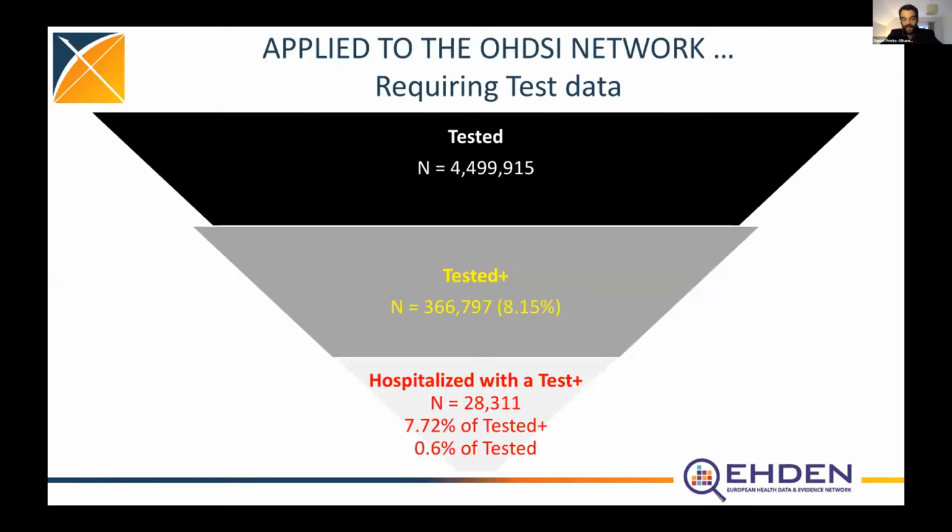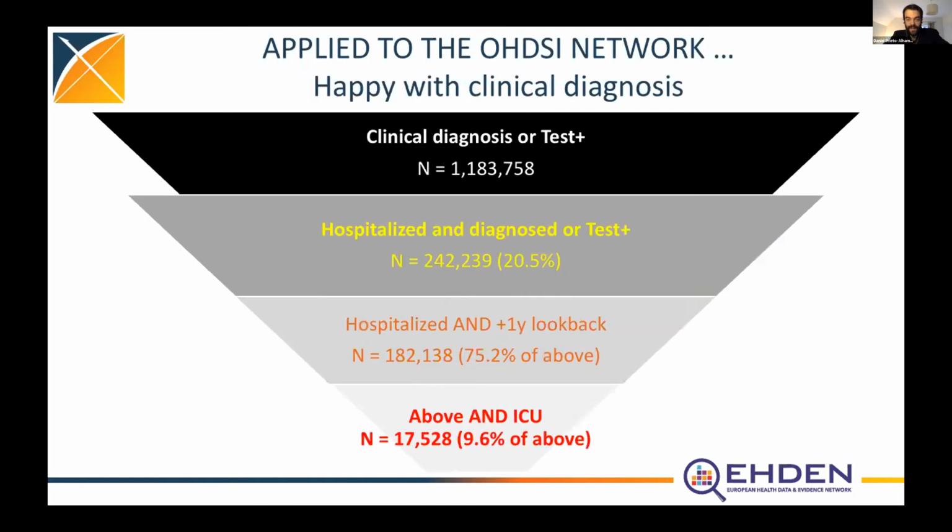And this is what the data looks like in numbers. We have so far almost 4.5 million people tested with COVID-19. And 8% of those tested positive, and then a much smaller number hospitalized with a positive test. If one is happy to go with a clinical diagnosis, which means that you don't have data on tests, the numbers jump up dramatically, and we have much bigger numbers, as you can see here.